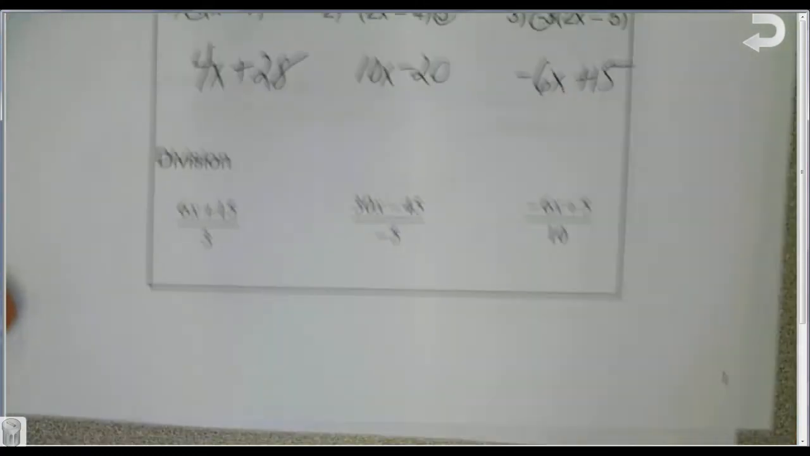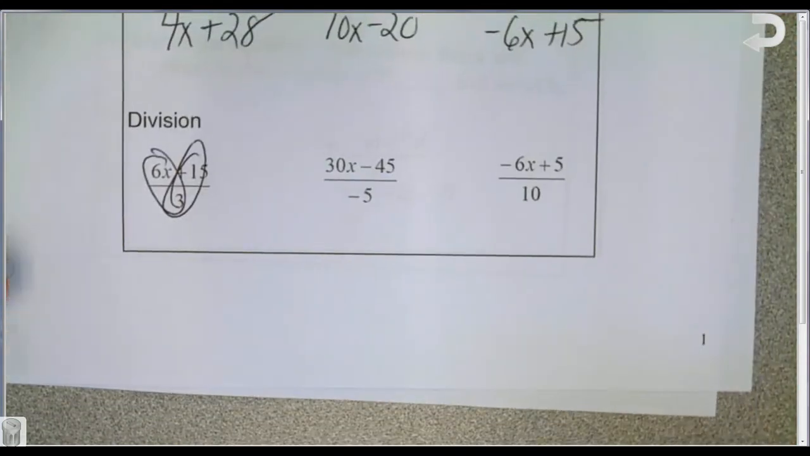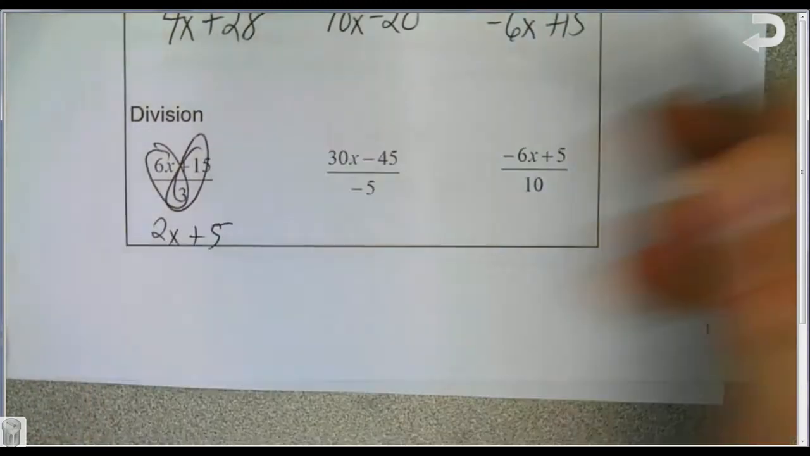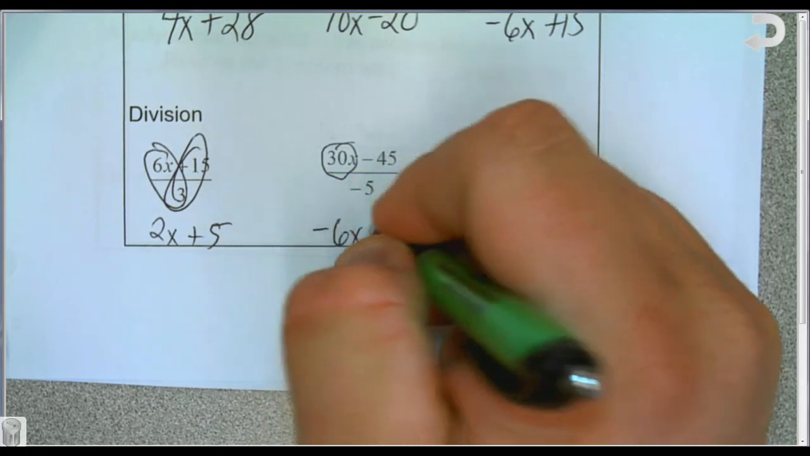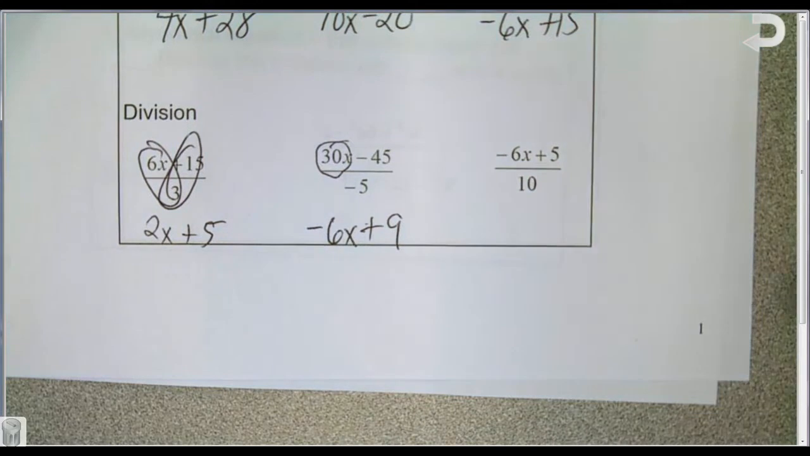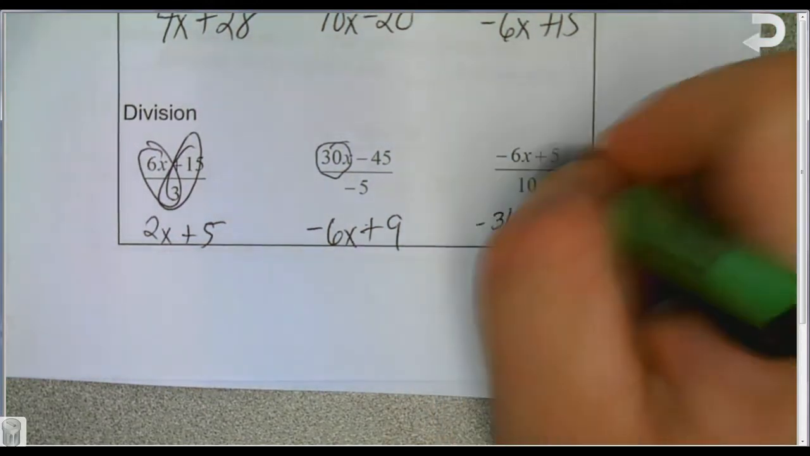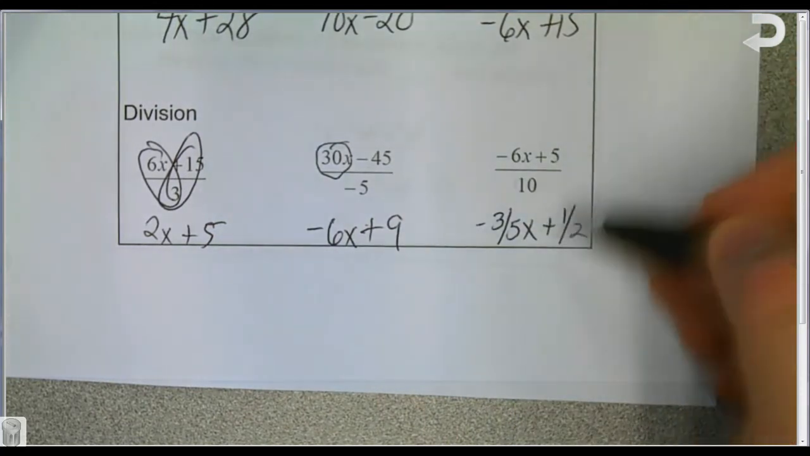Division works the same way. It's kind of like the butterfly idea. You distribute by just dividing each part by whatever number's on the bottom. So this is 2x plus 5. So 30x divided by negative 5 is negative 6x, and negative 45 divided by negative 5 is plus 9. Same thing here, so I get negative 3/5 x plus 1/2. Okay, so we divide to make sure we keep it all straight.